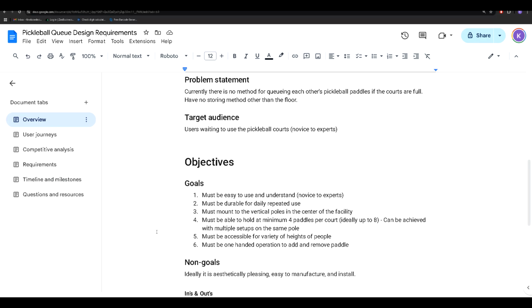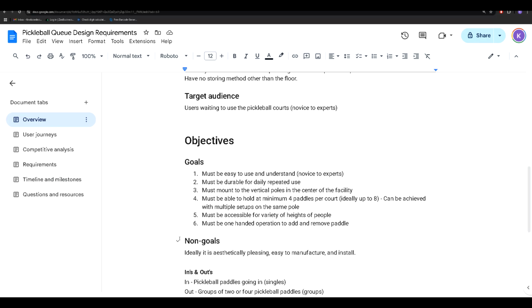And then one thing that I threw in here is that I want it to be a one-handed operation to add or remove a paddle. I don't want you to have to hold something with your other hand, push it out of the way, whatever. I want somebody to just take 2 hands, grab 2 paddles, one hand, grab 1 paddle, load and unload, make it very, very easy. Some of the things that aren't necessarily goals, but things we want to keep in mind: we kind of want it to be aesthetically pleasing, ideally, easy to manufacture, and install, of course.